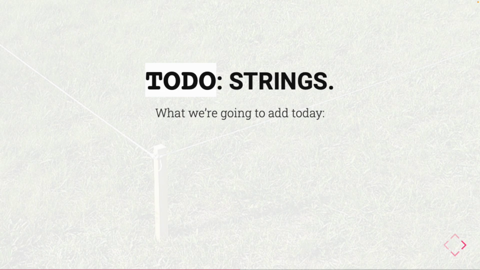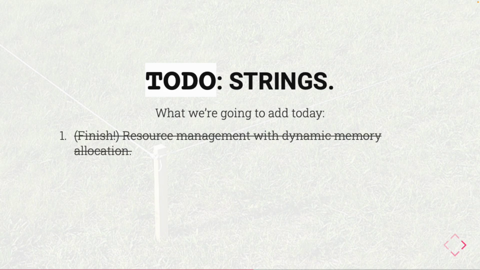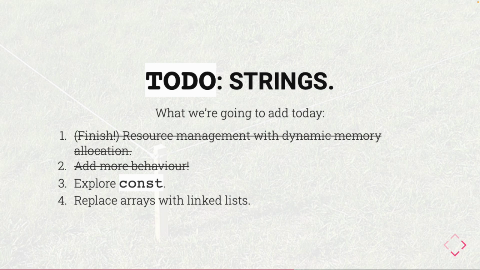So what are we going to do today? Why do we still care about strings? Well, we did dynamic memory allocation. We're going to kind of sort of add more behavior. You'll see soonish that part of our interface won't fly for different implementations. But we're going to talk about another little safety feature that's very useful in C and beyond, const. And then we're going to do something really stupid.